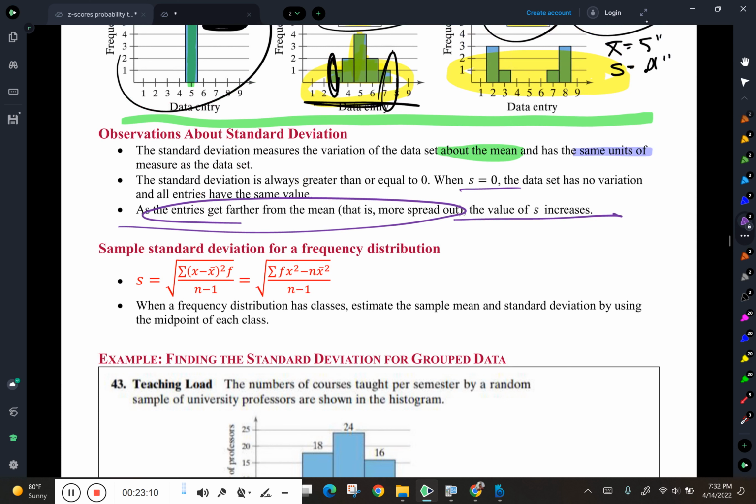All right, we'll end this video here. We'll come back in the second part of this video. We'll take a look at finding the sample standard deviation from frequency distributions in group data. I'll see you for that one soon.